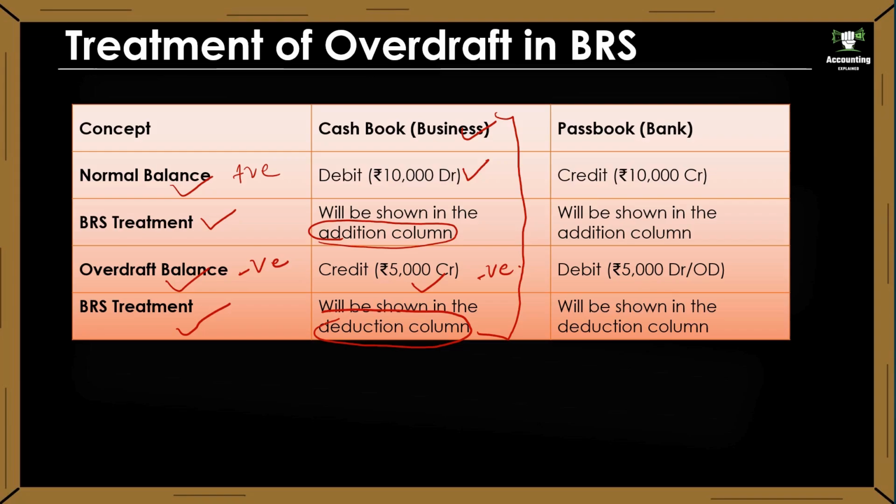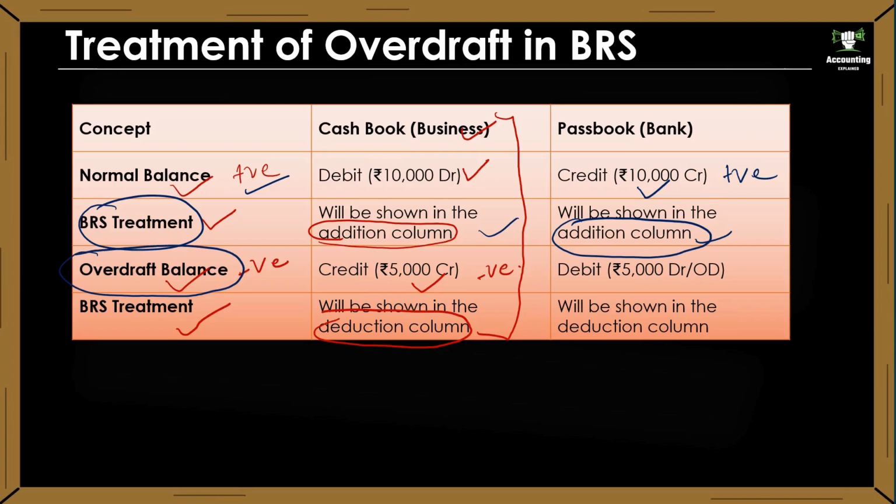Now let's come to the passbook. Passbook normal balance positive. If they have given credit 10,000, that means positive balance. In the BRS it will be shown in the addition column. Same as cash book. If the positive balance is given, it will be shown in the addition column. Similarly, if the overdraft balance is given, that is the negative balance is given in the passbook, then it will be shown in the deduction column in the BRS. This is for passbook.